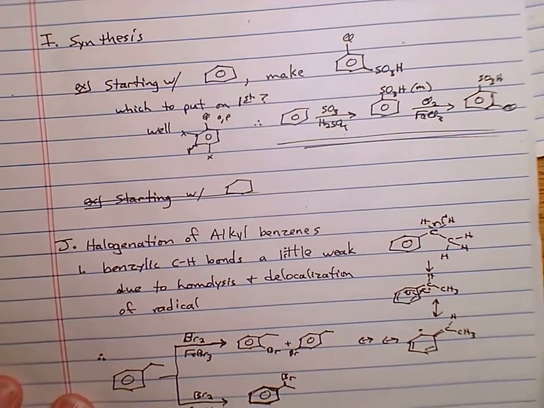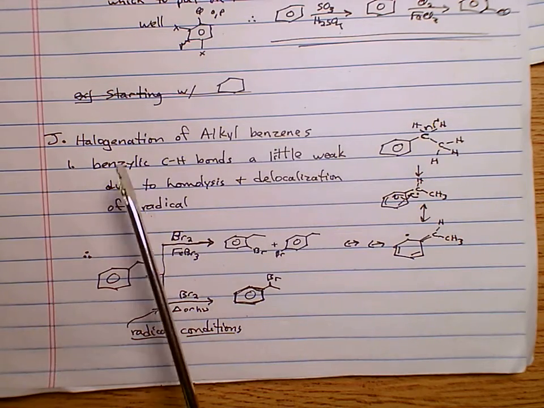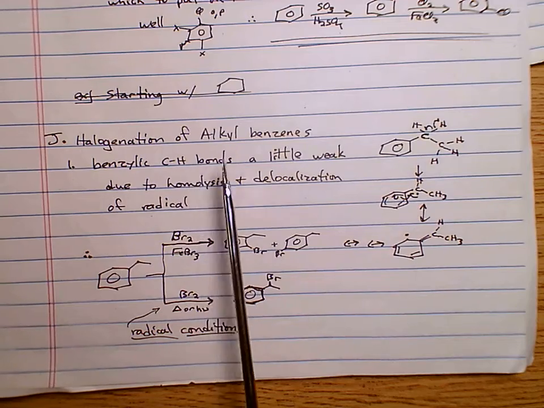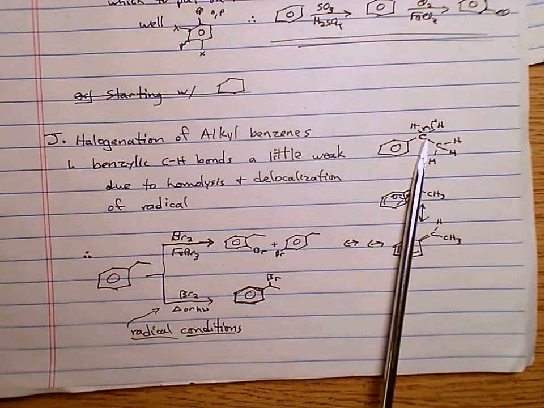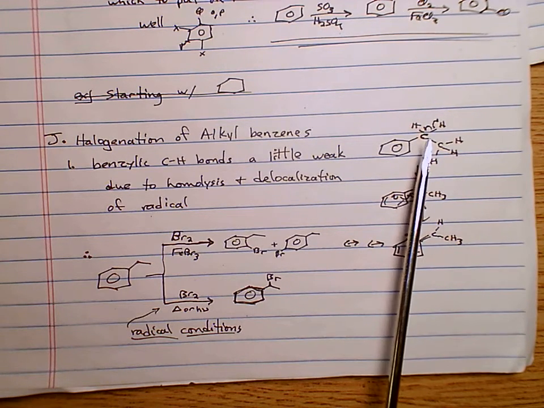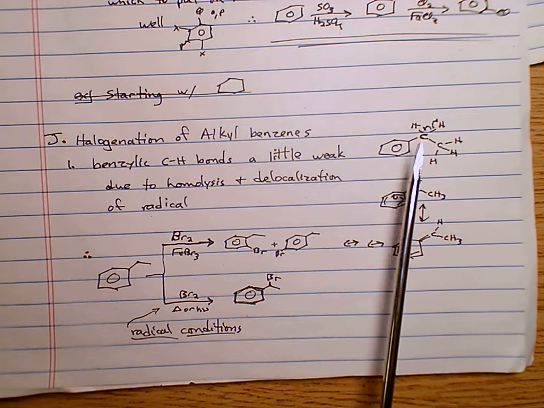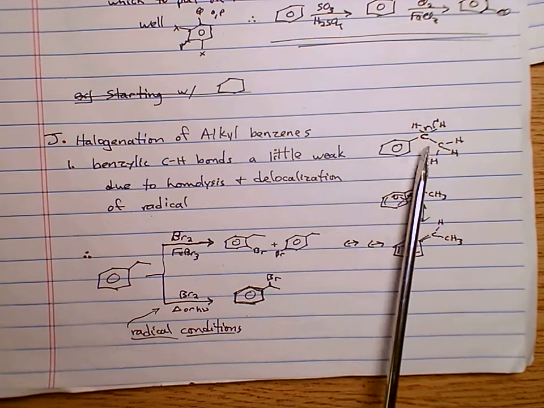All right, halogenation of alkyl benzenes. Turns out the benzylic CH bonds. If you've got a benzene ring and a carbon bonded to the benzene ring, this is the benzylic position. The carbon bonded to the benzene ring is a benzyl carbon. Note, not the carbon of the benzene ring, the one next door. This is the benzylic carbon.